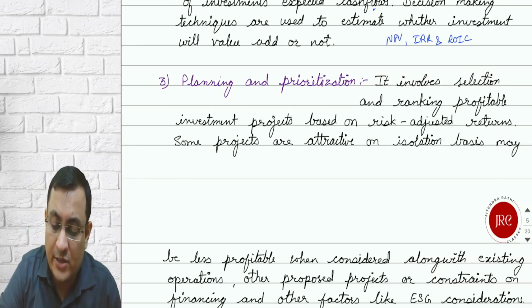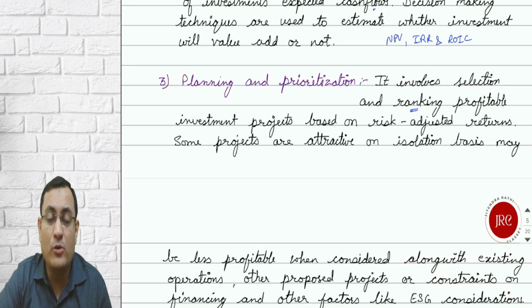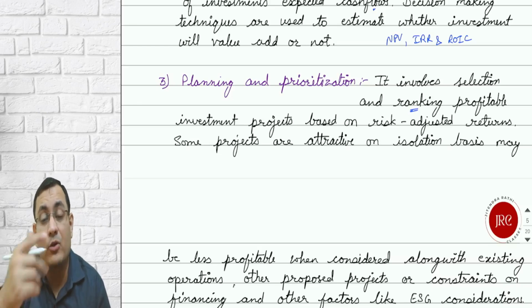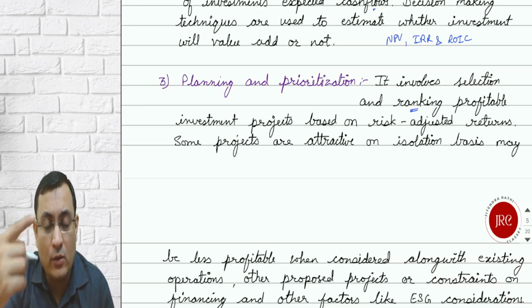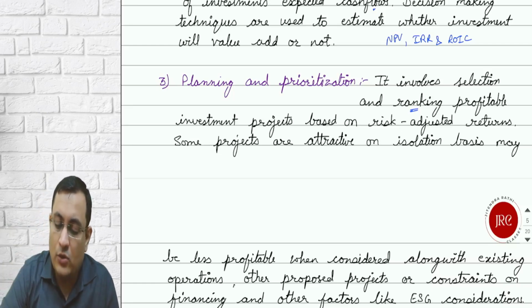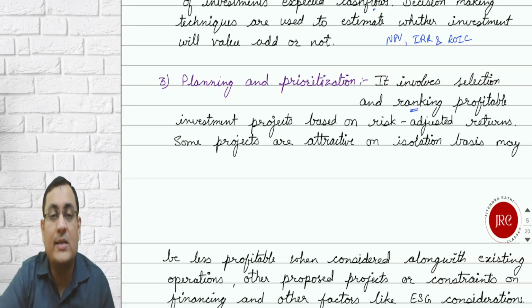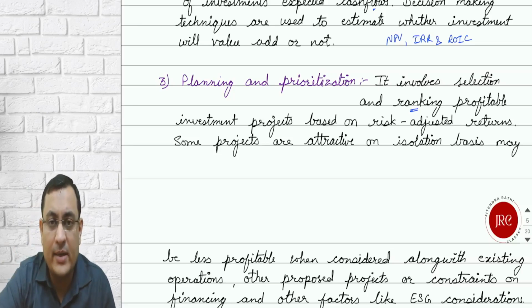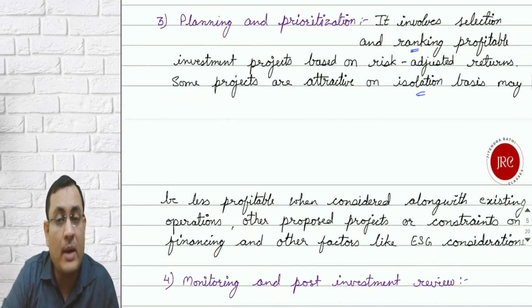So it includes selection and ranking, especially in case of mutually exclusive projects. Though 3 or 4 projects are profitable, you can go for only one project. There you have to do ranking and select only one, because selection of one is rejection of the others, even though they are profitable. So you have to rank profitable projects based on risk adjusted return. The project which is going to maximize the risk adjusted return will of course be selected and ranked number 1. Some projects are attractive in isolation, that's what I was saying.